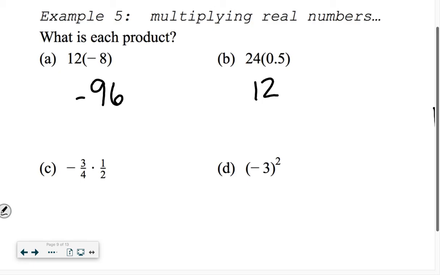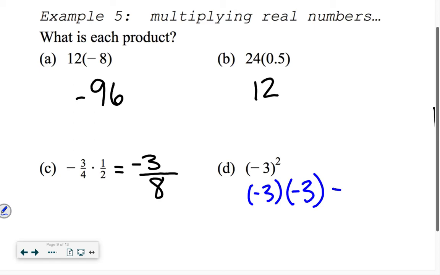Negative 3/4 times 1/2. Across the top, 3 times 1 is 3, 4 times 2 is 8. Opposite signs, so it's negative. And this one over here can get tricky. Because it's in parentheses, we're taking everything in there, 2 times negative 3 times negative 3, which is positive 9, because same signs, positive.